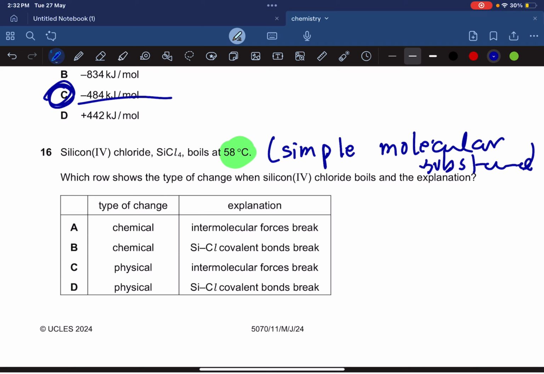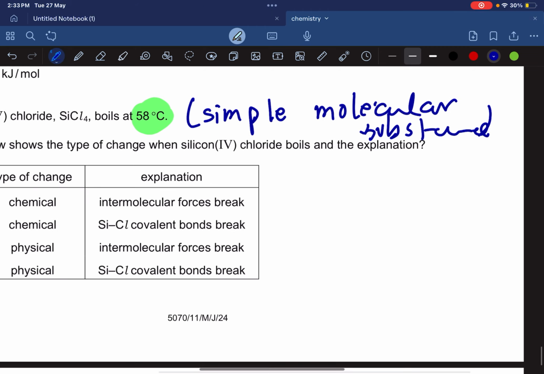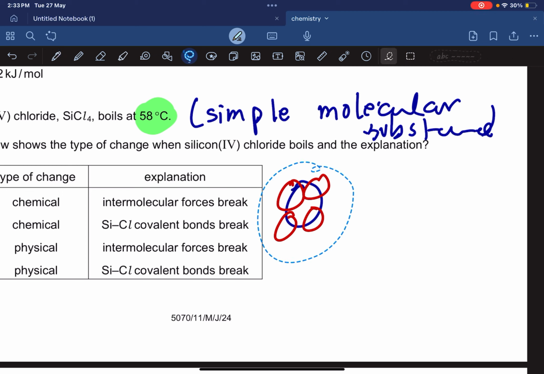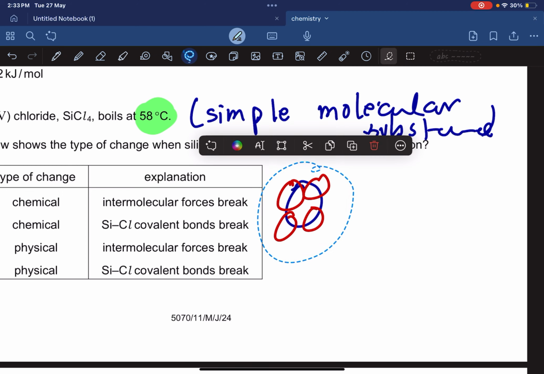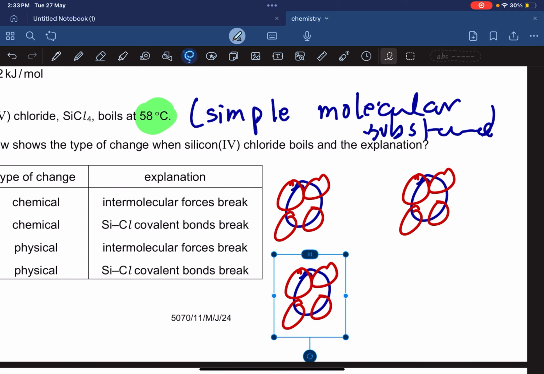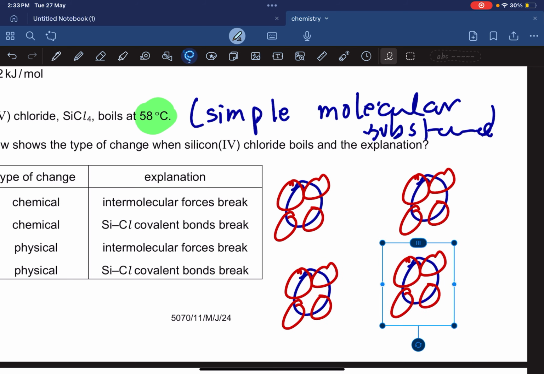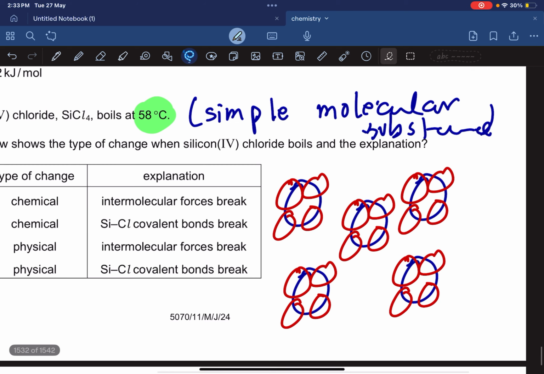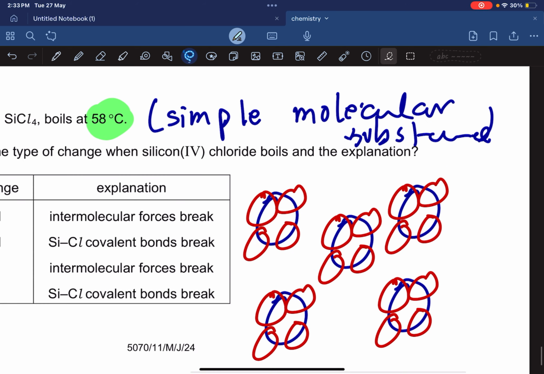Now remember that in a simple molecular substance, I'm going to draw the silicon IV chloride over here. This is one molecule. It has one silicon and 1, 2, 3, 4 chlorines. Now I am just going to copy it. You have another molecule, another, and another. Now we have a lot of molecules, and you need to understand one thing.